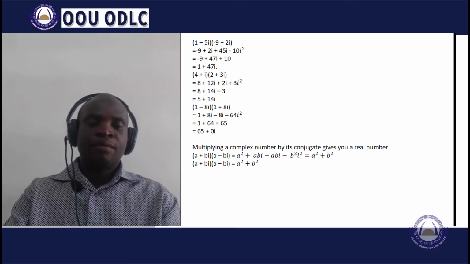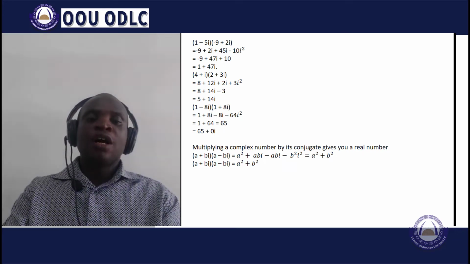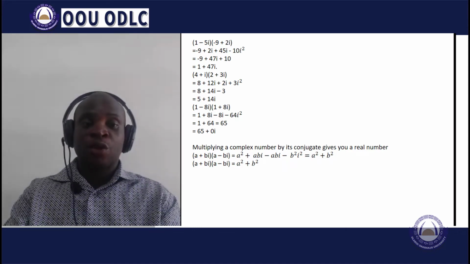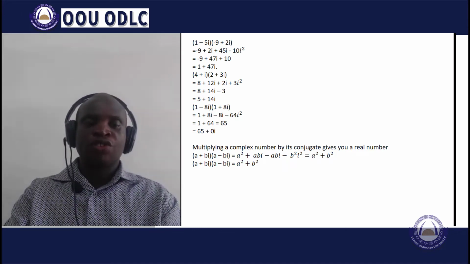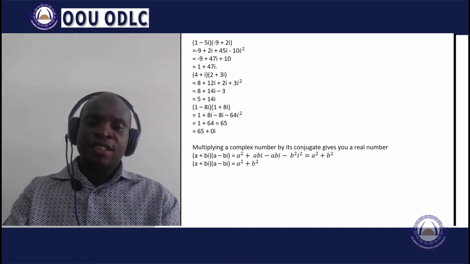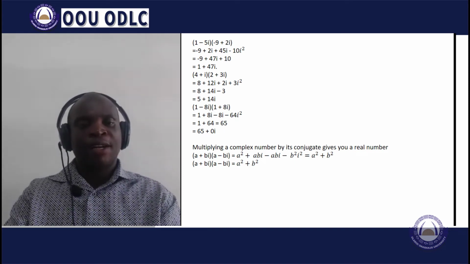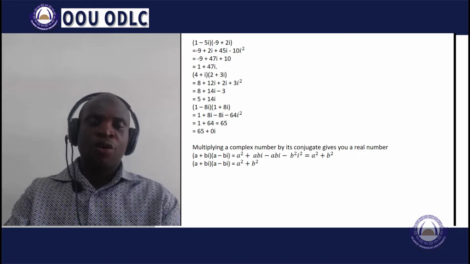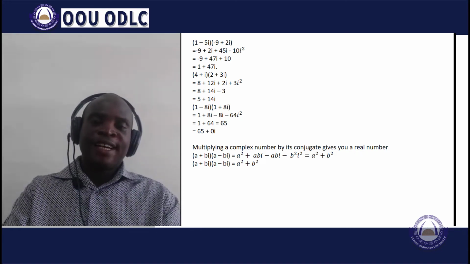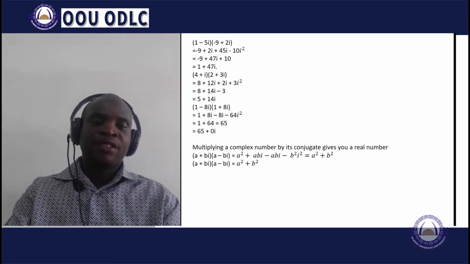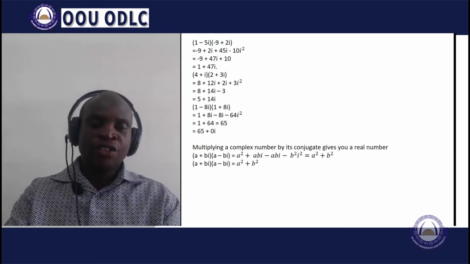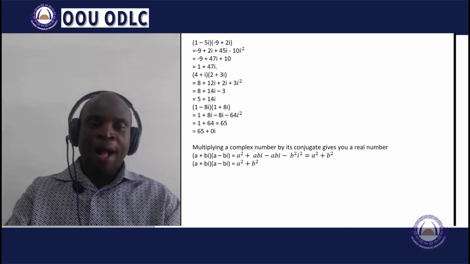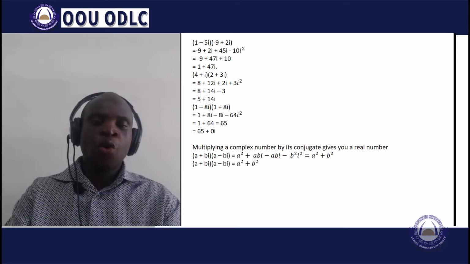So 1 plus, because 8i minus 8i is 0. That's 1 plus 0 minus 64 into bracket minus 1, which will give us 1 plus 64, which equals 65. Now to write this in standard form, we have 65 plus 0i. The real part is 65, while the imaginary part is 0i.